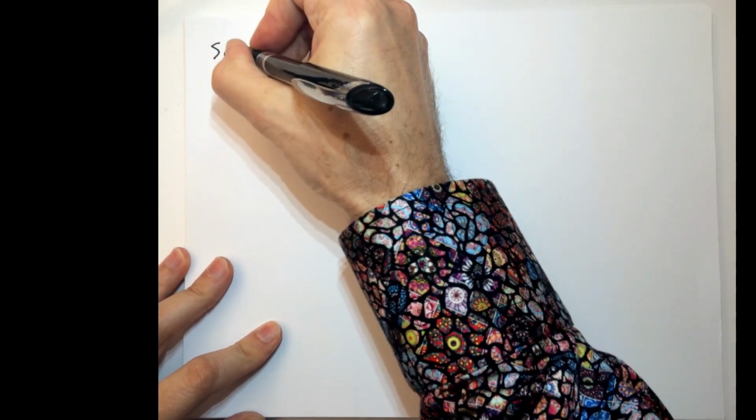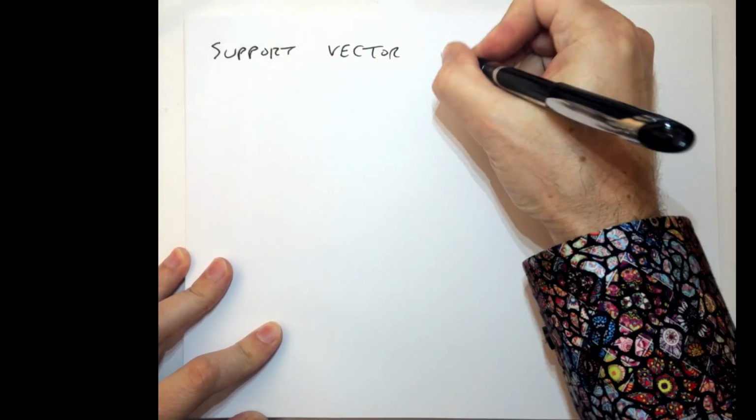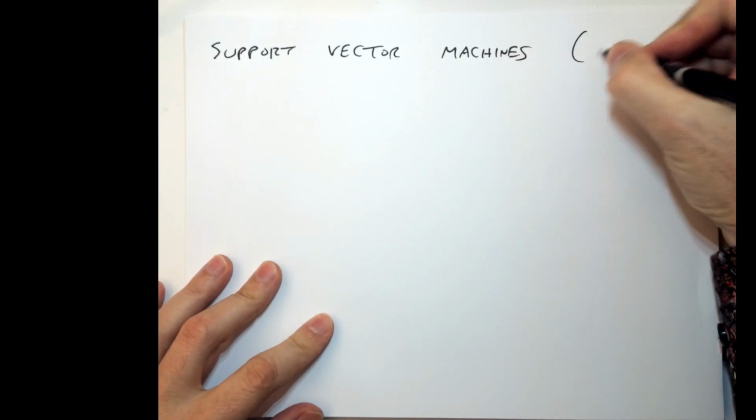What I want to talk about today is kind of the third in our sequence of how to draw a straight line between two sets of points, right? This thing is called support vector machines, or SVMs.